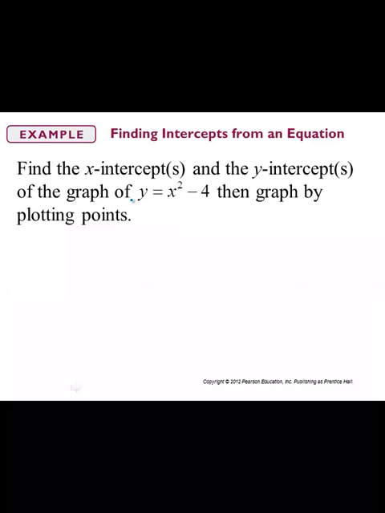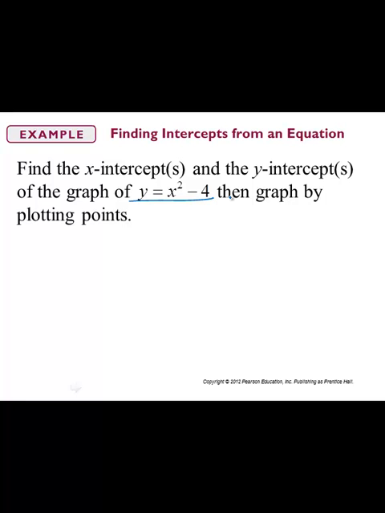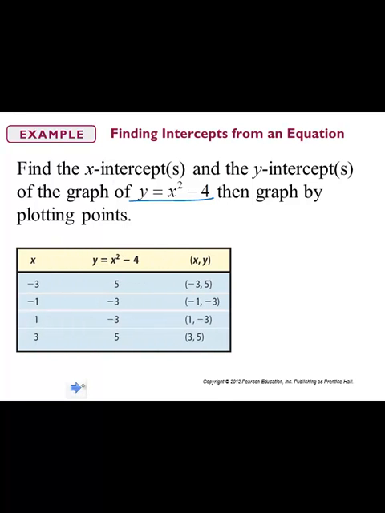Now, as an example, suppose that we've got y equals x squared minus 4. Let's find our x-intercepts and our y-intercepts. So let's go ahead and first plot some points. Here's some values for x, here's some values for y, and we've got a list of ordered pairs.